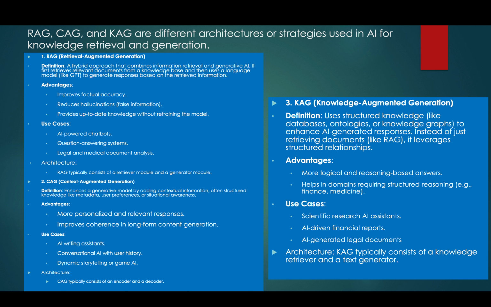The advantage of this is more logical and reasoning based answers. It helps in domains requiring structured reasoning, for example finance or medicine. Typical use cases in this are scientific reasoning AI assistants, AI driven financial reports, and AI generated legal documents. As for architecture, KAG typically consists of a knowledge retriever and a text generator.